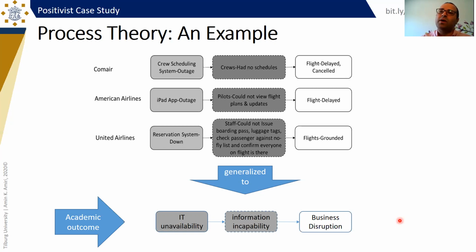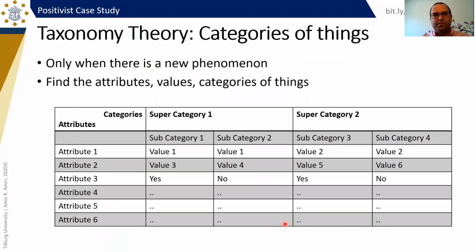This is different from variance theories because you see here a lag between the events. In variance theories, you don't care about lags. In process theory, you care about lags. You want to create a process of events.